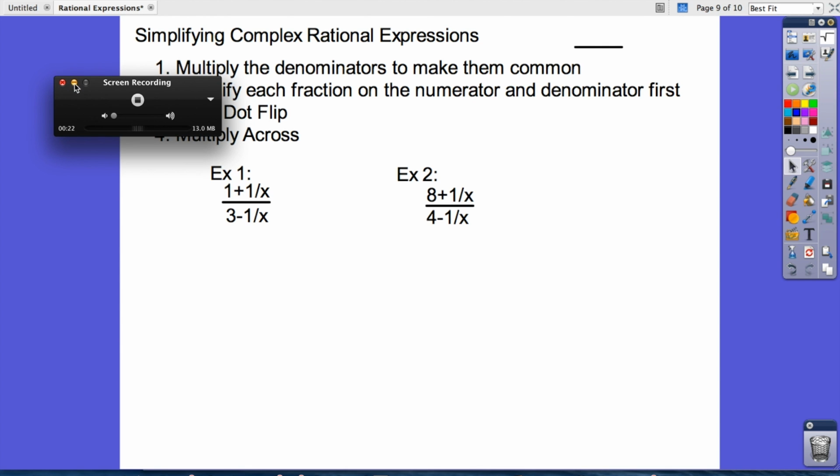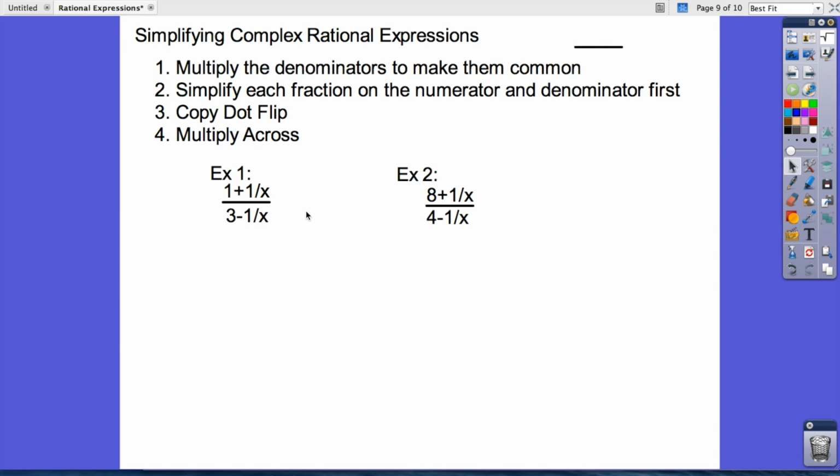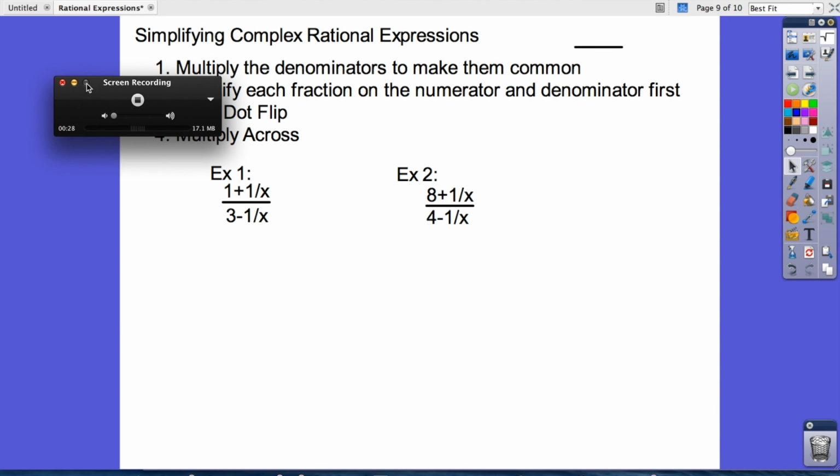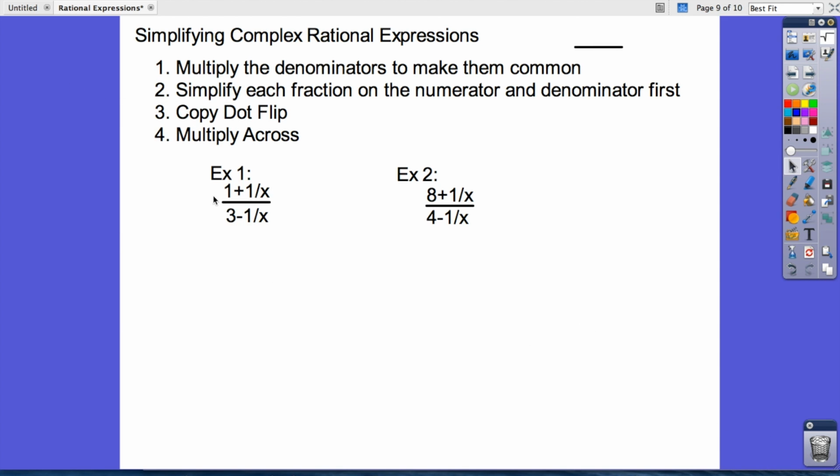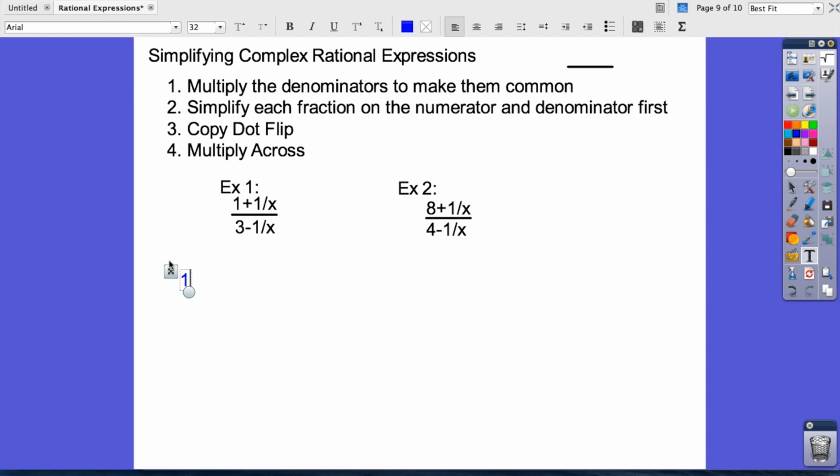So you'll notice for this one that we're trying to simplify first the numerator and then the denominator. So let's look at that. So we have 1 plus 1 divided by x. Notice that this has a fraction and it's 1 divided by x, the other one doesn't. So in order for us to make that work, we need to make the other one a fraction.